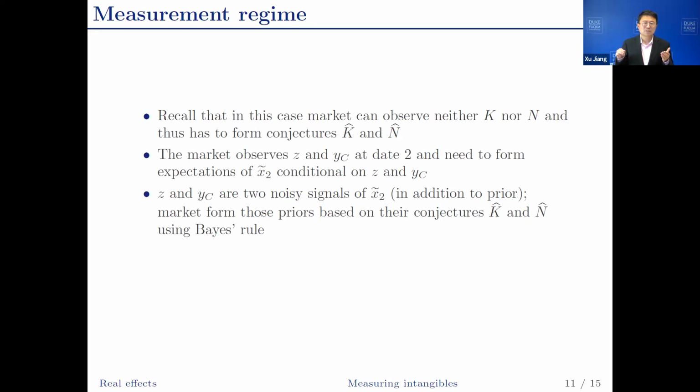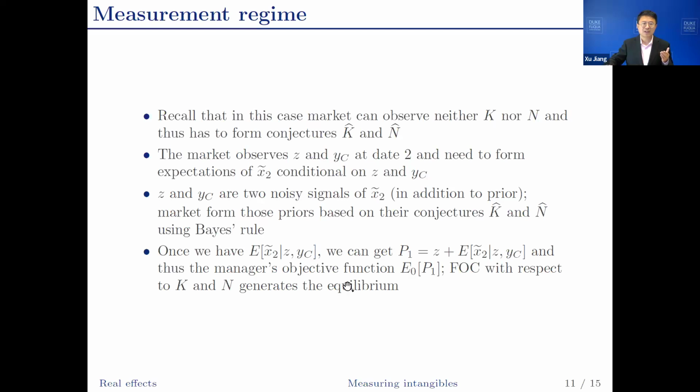The cash flow and earnings are 2 noisy signals about X2, and so X2 is the exogenous variable. So the market is going to figure out X2 using Bayes' rule based on their conjecture about K and N, which is K hat and N hat.